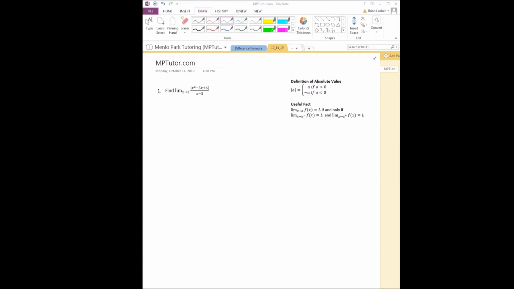So our first limit for the case of A being greater than 0 is the limit as x approaches 3 of the positive absolute value, so x squared minus 5x plus 6, and nothing changes with the denominator, it just stays x minus 3. But for the case when A is less than 0, we have to take that into account by saying the limit as x approaches 3 of the negative A, which gives us the negative x squared minus 5x plus 6. And again, nothing changes with the denominator.